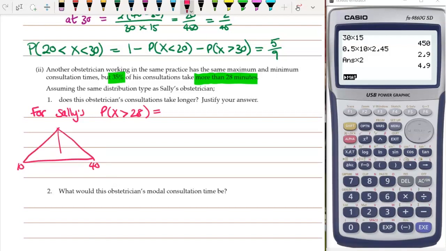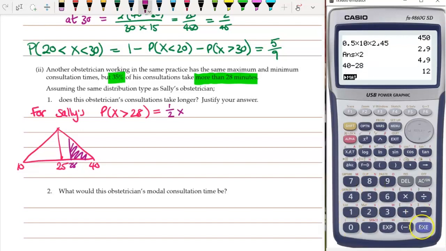10 up to 40. The mode is at 25. We want the probability that it is greater than or equal to 28. To work that out, we do half times the base times the height. So the base is 40 minus 28, which is 12. And for the height, we'll use the formula on the formula sheet. So h is equal to 2 times 40 minus x, which is 28, over 40 minus 10 times 40 minus 25.